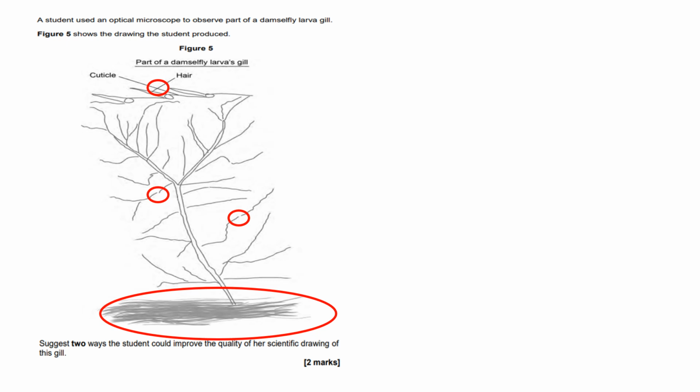Moving up, we have broken lines. And thirdly, the label, the hair and the cuticle are crossing. You never have labels that are crossing. They always have to be horizontal and not touching each other.